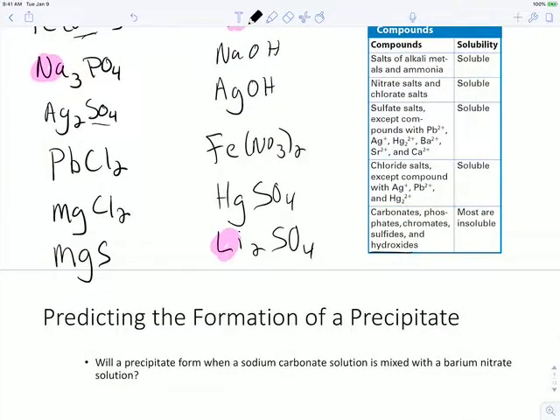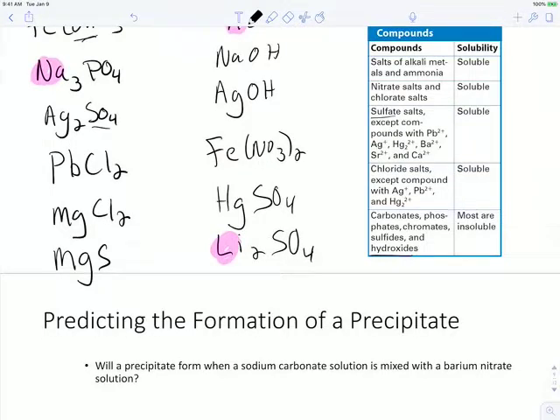Sulfate is my next one. So I'm going to look at my sulfate salts. And silver is an exception. So this one is not soluble. It will drop out as a precipitate. The next one, I'm looking at my anion chloride. So I come to chloride salts. Lead is an exception. It's not soluble. It's going to drop out as a precipitate. For magnesium, I have chloride again, but it's magnesium. It's not one of my exceptions to the rule, so it's going to be soluble. It's going to stay dissolved.